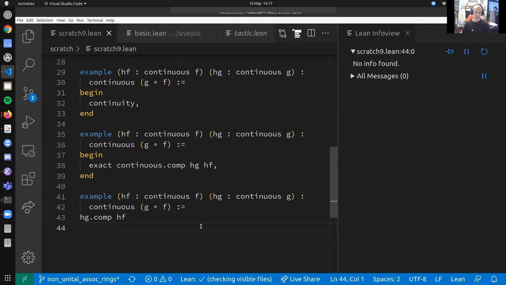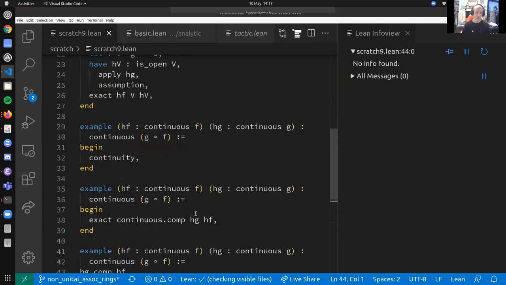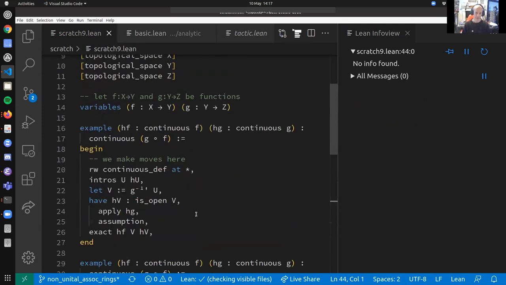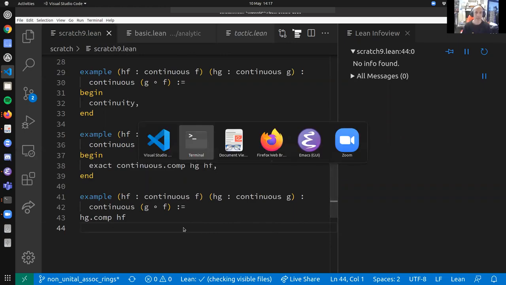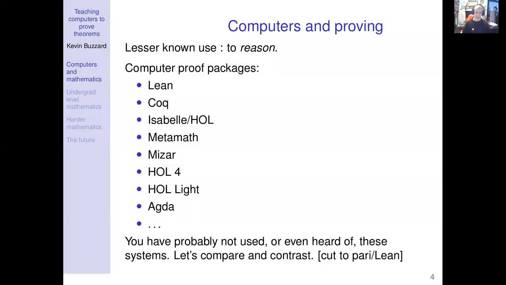So that's what a computer proof system looks like. And you can prove abstract theorems. And let me stress again, this is not a theorem about specific topological spaces. I've just proved a theorem about all topological spaces. Let me now switch back.